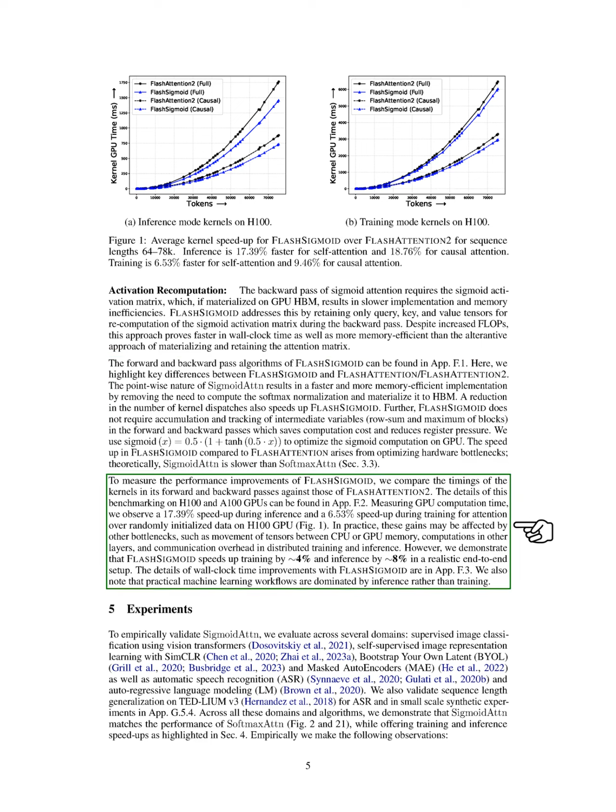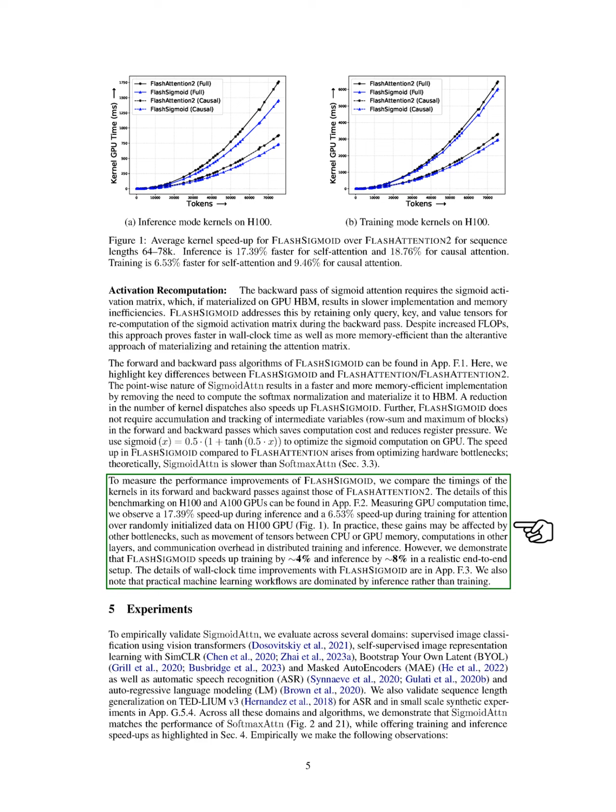Our performance benchmarks on H100 and A100 GPUs show a significant speed-up during inference and training, although real-world factors like tensor movement and other computations can affect these gains. Nonetheless, we demonstrate that FLASHSIGMOID can speed up training by over 53% and inference by a similar margin in practical scenarios.